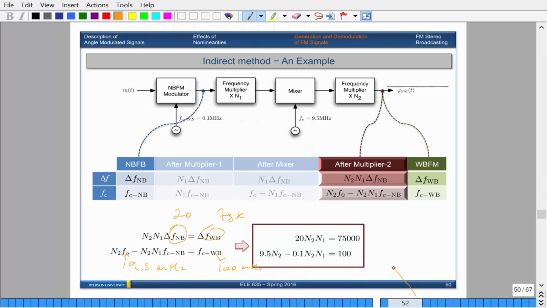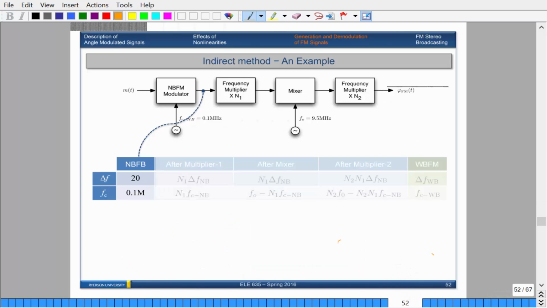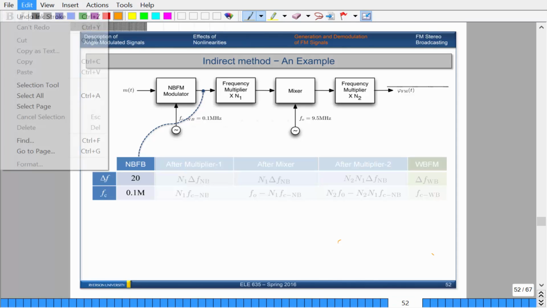Sorry, screwed up again. Let me go back up, full screen.